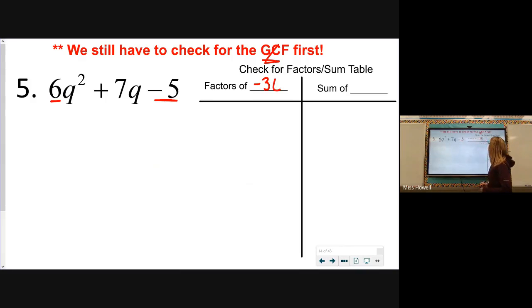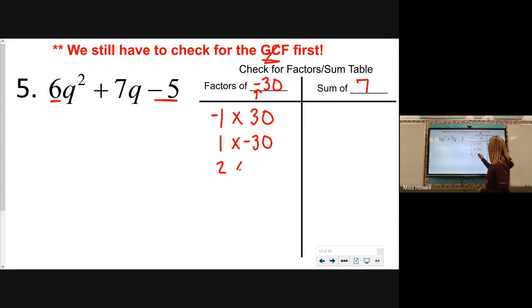So we need factors of negative 30 that when we add them up, we get that middle number of 7. Now remember, when your factor number over here is a negative, so I have 1 times 30, that would give me 30. But I need the result to be a negative. So one of these numbers, either the 1 or the 30, would have to be a negative. Be careful with your signs. That means 1 times negative 30 is also an option.